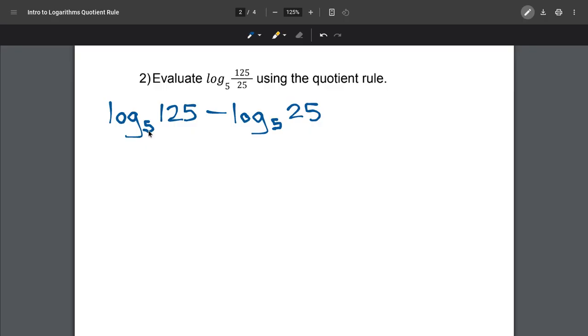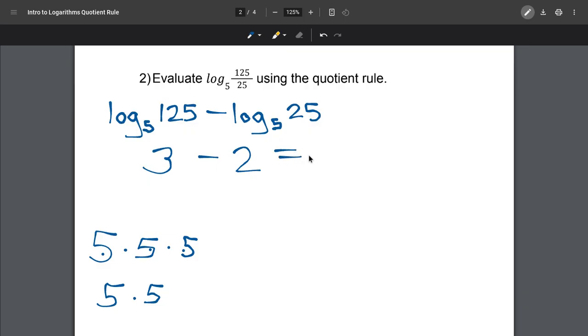So log base 5 of 125, to figure out what that is, we multiply 5's together till we get 125. So 5 times 5 is 25. Multiply by another 5, we get 125. So we have 1, 2, 3 5's. So log base 5 of 125 is 3. Okay, minus, well, now we have to figure out what log base 5 of 25 is. Well, if we do 5 times 5, that does give us 25, so that's 2 5's. So this is 3 minus 2. This is 1. So we evaluated this using the quotient rule.